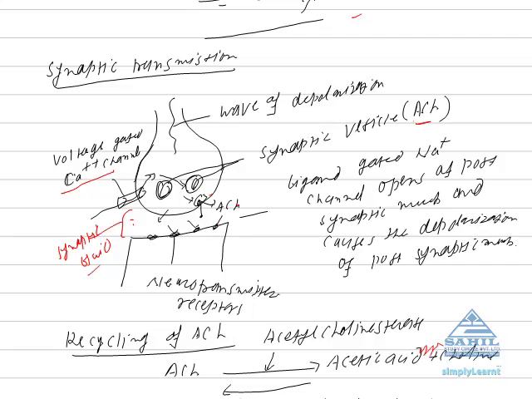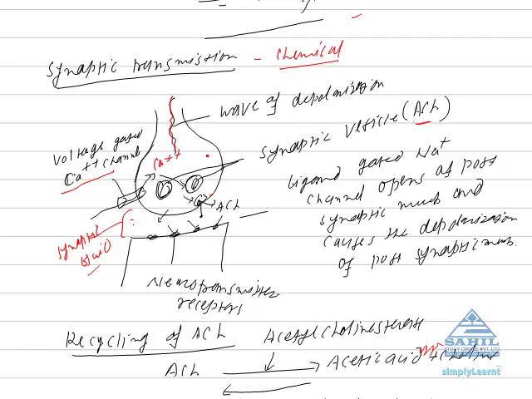How transmission of impulse occurs at the synapse is explained by a mechanism called the synaptic transmission mechanism or chemical transmission mechanism, because acetylcholine is a chemical involved in such transmission. According to this mechanism, when an impulse arrives at the axon, the voltage gated calcium channel opens. Previously it was closed. So influx of calcium ions occurs from outside to inside.